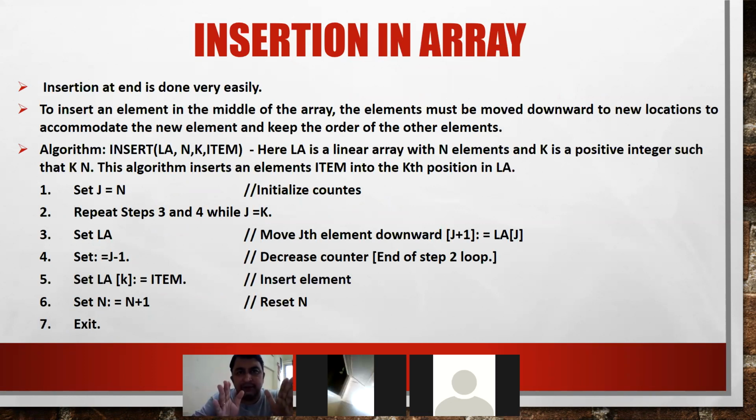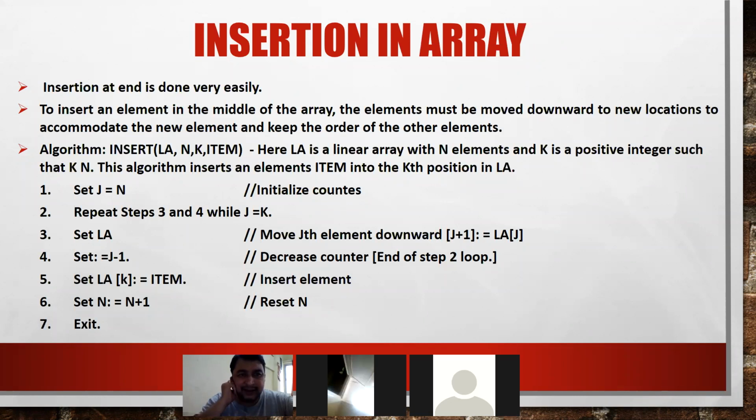In a set of elements, a new element can be inserted either at the beginning of the array, at the end of the array, or at a mid location, anywhere in between, right? So these are the three possibilities, but wherever you want to insert an element into an array, we need a location, right? Here, see the algorithm.